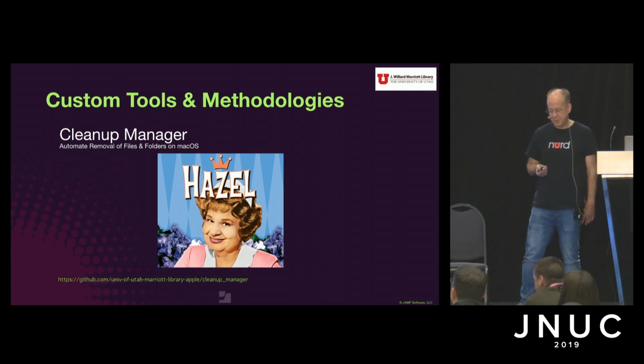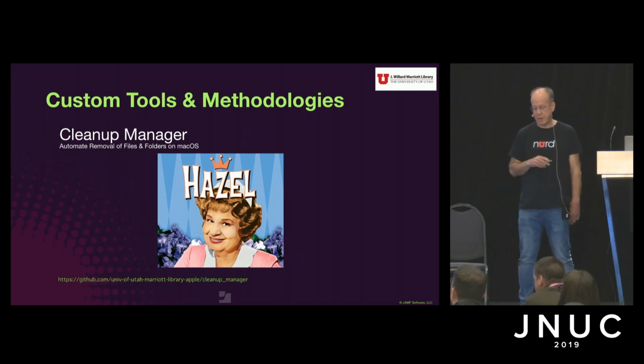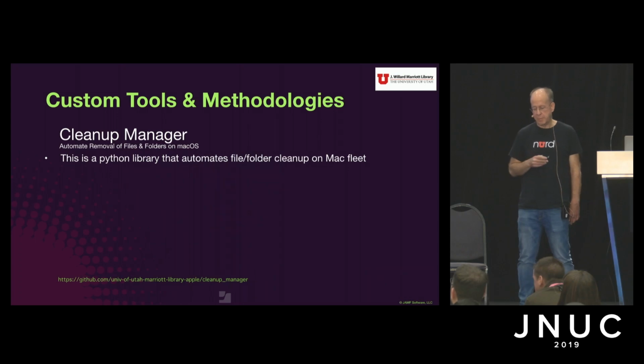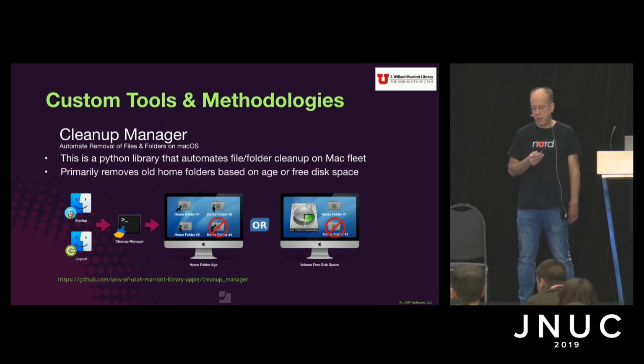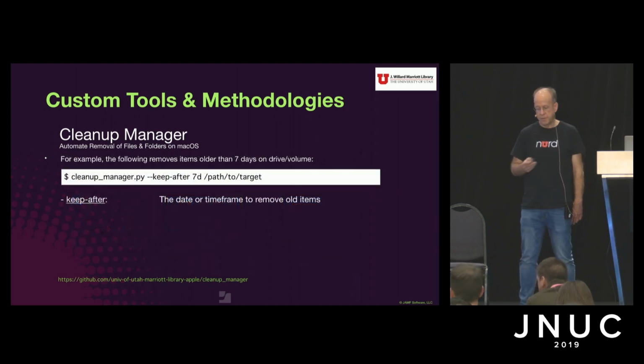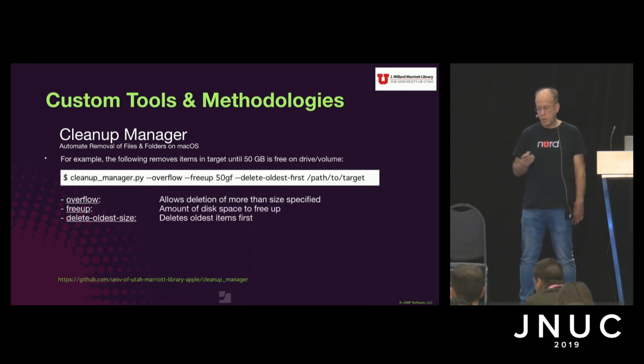Next, I'm going to talk about another tool we developed called Cleanup Manager that we use in our environment. Again, it's a Python library that automates file or folder cleanup on a fleet of Mac systems. We use it primarily for home folder cleanup based on age or free disk space, and it's kind of a graphical representation. So for example, say you want to remove old home folders older than 7 days, you'd basically use the following flags. Or if you want to guarantee that there's always 50 gig free so the next user can always log into a system, you'd use this command.